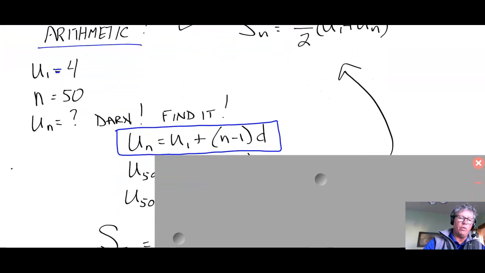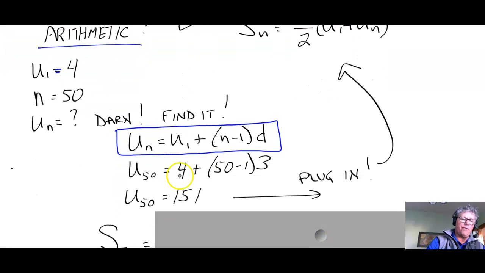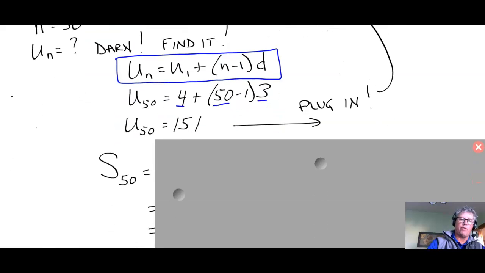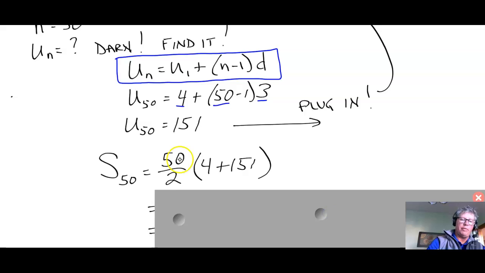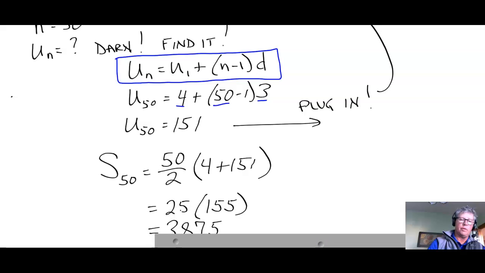All right. So what do we do? We just plug some stuff in. 4 is the first term. We want to know the 50th term. Plug 50 in for n, and we know the constant difference is 3. We just plug it in, we get 151. Now we know the last term. This is our u sub n. Just plug it into our formula: number of terms over 2, first term plus last term. 3,875. Woo! That's it.